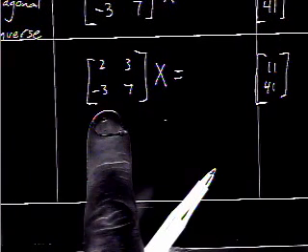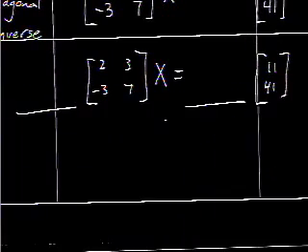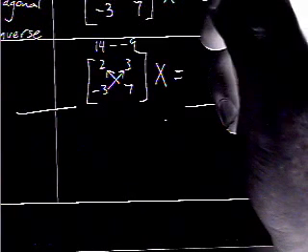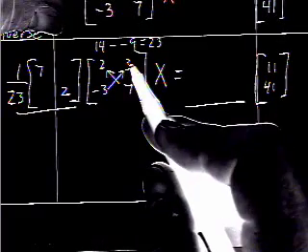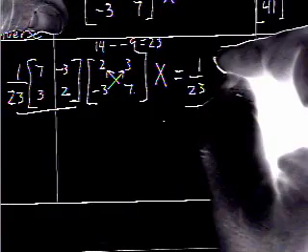I need to get rid of this matrix. The only way I'm going to get rid of that matrix is to left multiply here and here by the inverse of that matrix. So the first thing I need is the determinant, right? 14 minus negative 9. That gives me 23, right? So I have 1 over 23 times. Switch the 2 and the 7. Multiply these by negative 1. And copy that down to the other side.